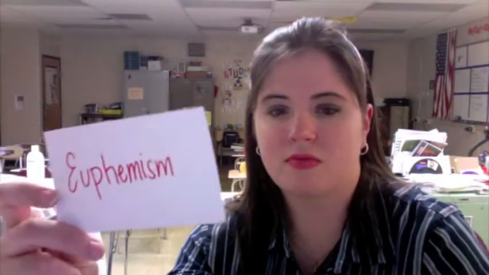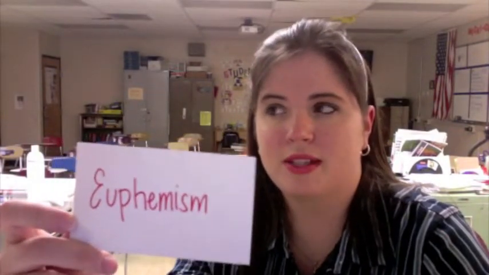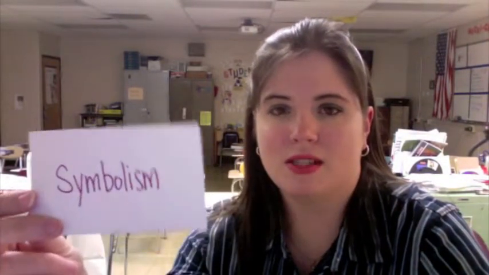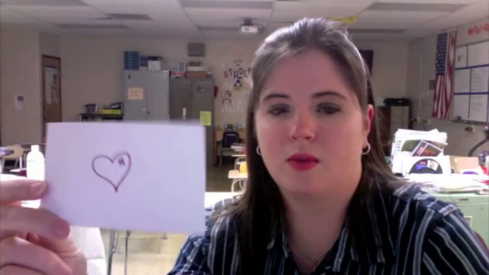The next term that we have after idiom is euphemism. Euphemism is when you say something in a kinder, gentler, softer way. For example, senior citizen instead of saying that old dude. So that's euphemism. Next is symbolism. Symbolism, you better know because we've gone over it extensively in class. But symbolism, we've got a heart. A heart symbolizes love.